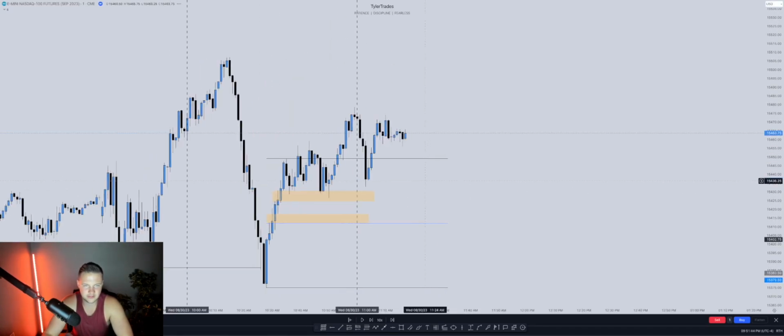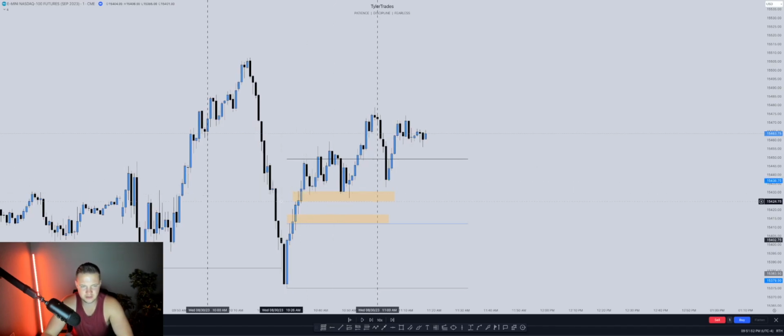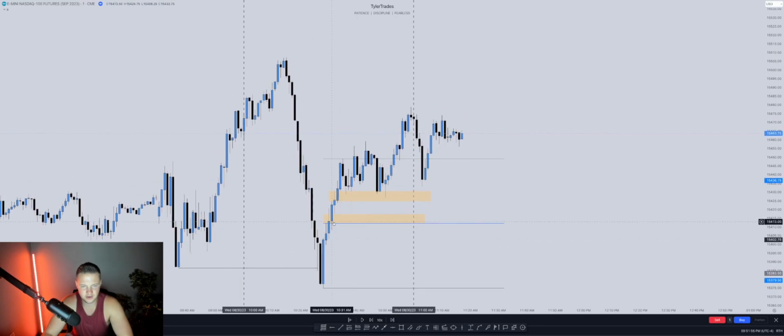But, you know, looking at this, keeping the silver bullet context in mind, this would not have been a trade I would have taken because we did not get any sort of a pullback into our area of discount. So I would not get long there. Silver bullet hour has ended. So this would have been a no trade day on the 30th.